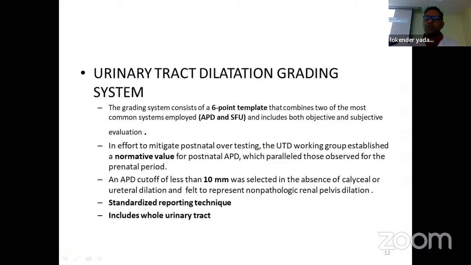The urinary tract dilatation grading system consists of a 6-point template that combines the two most common systems employed, that is APD and SFU, and includes both objective and subjective evaluation. In an effort to mitigate postnatal over-testing, the UTD working group established a normative for postnatal APD which parallels that observed for the prenatal period. An APD cutoff of less than 10 mm in the postnatal period was selected in the absence of calyceal or ureteral dilatation and felt to represent non-pathological renal pelvis dilatation. It is a standardized reporting technique and it includes all of the urinary tract.